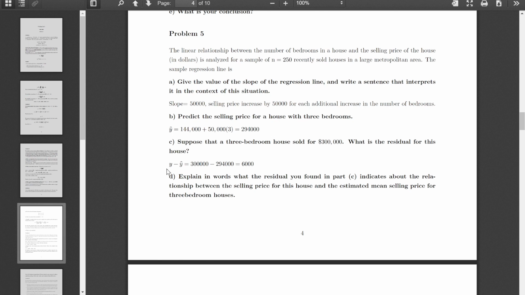And you can get the residual. It's your actual y minus your predicted value of y. It's your residual for every 3-bedroom house, right? So 3-bedroom house.